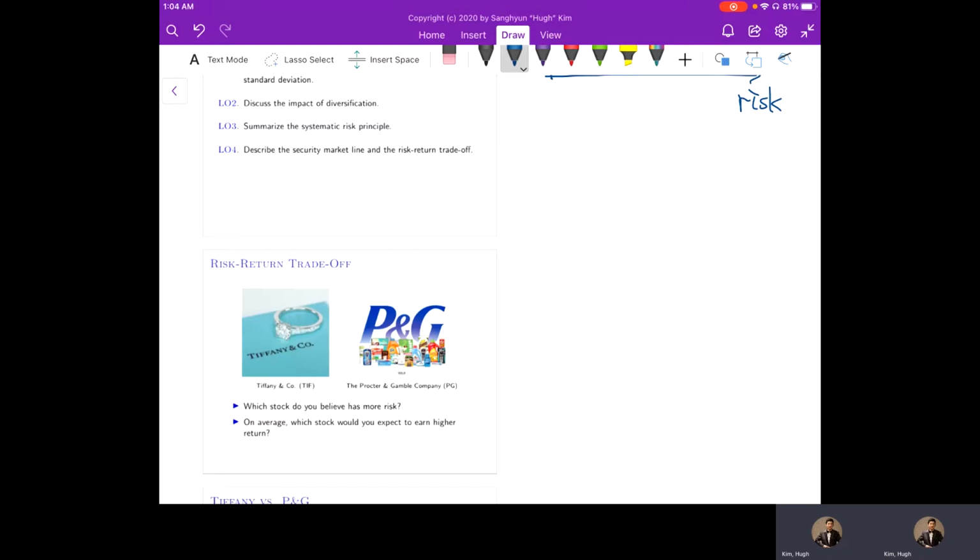So let's look at some specific example to understand the risk-return trade-off in financial markets. We're going to focus on the stock market, but the general principles that we learned from the stock market will carry over to other financial markets as well. Here we have two companies, Tiffany and Procter & Gamble. Tiffany sells jewelries such as diamond rings, whereas Procter & Gamble sells toilet paper, toothpaste, and many other things. The first question that we'd like to answer is, which stocks do you believe have more risk? The second question, which is a related question, is on average, at least on average, which stock would you expect to earn higher return?